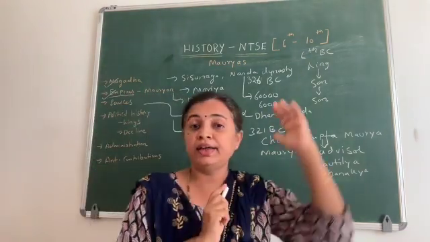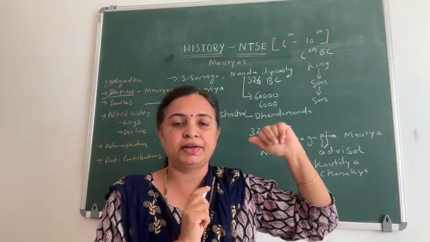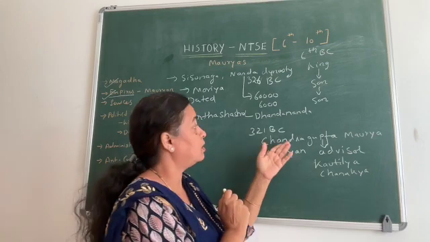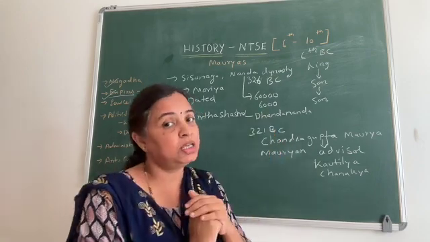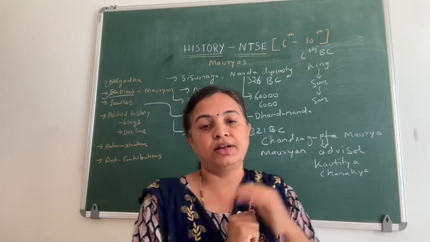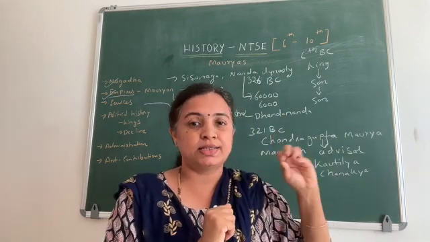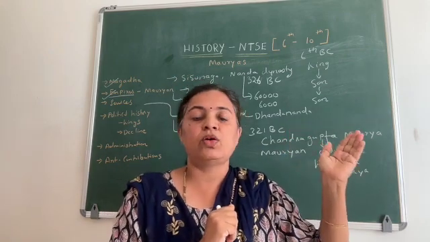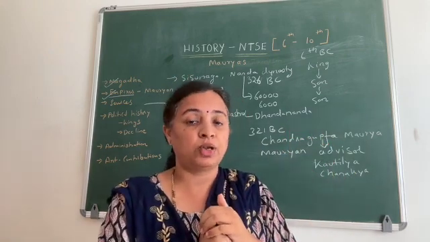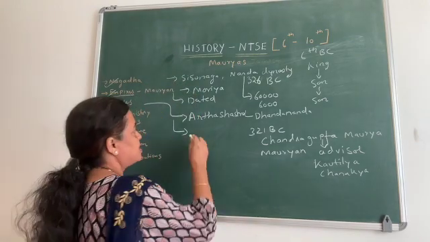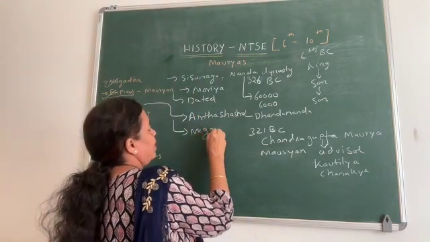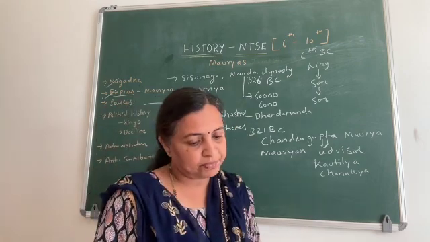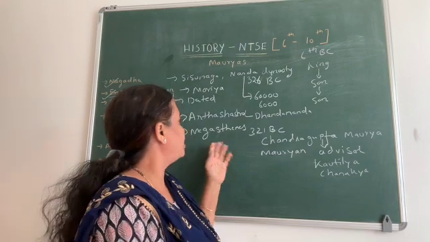I told you there were Greeks in the northwest part of the country. Chandragupta Maurya had also captured some of the Greek regions like Afghanistan, Kabul in Pakistan and all. So people from there also used to visit Chandragupta Maurya. One of them was a Greek person known as Megasthenes.